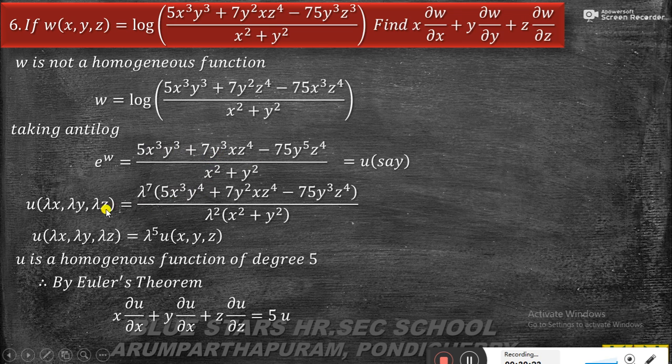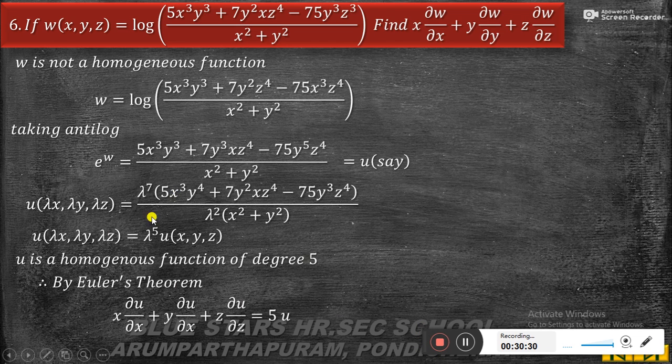So for every x, y, z we substitute, we get λ⁷ into 5x³y⁴ + 7y²xz⁴ − 75y³z⁴ by λ²(x² + y²). Now λ² divides λ⁷, so the remaining term is λ⁵ into the given function. That function we take as u of x, y, z. Therefore λ⁵ into u of x, y, z.